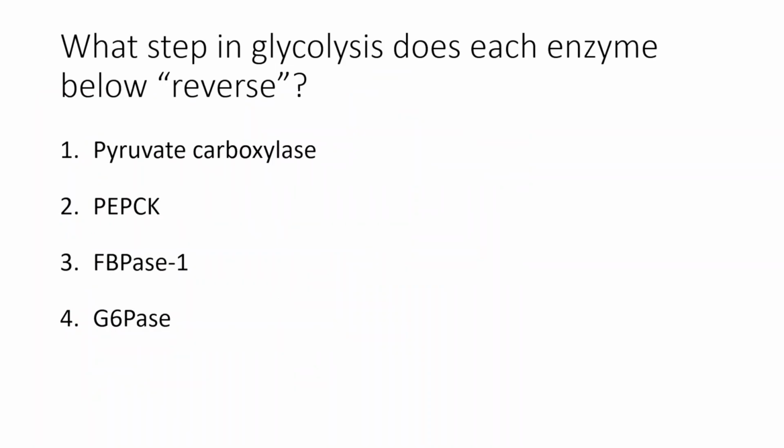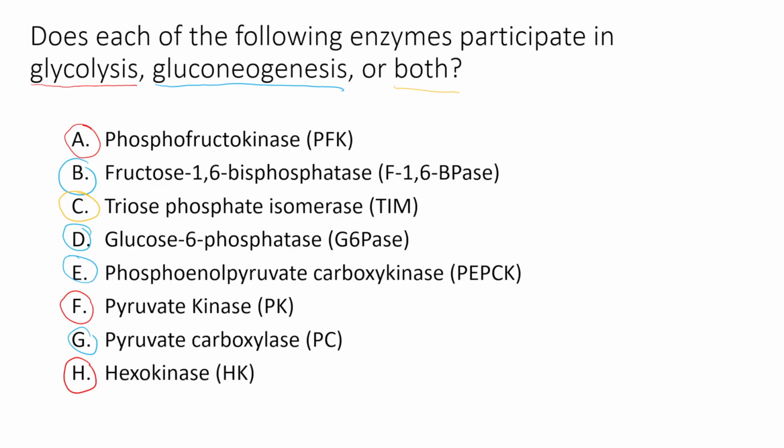Any questions about that so far? All right, now we're going back into those reversible and irreversible steps. These four are the list of gluconeogenesis enzymes, each reversing a step in glycolysis. First, let's talk about which steps in glycolysis are the irreversible ones. Hexokinase, choice H, is reaction 1 in glycolysis. Phosphofructokinase, choice A, is reaction 3. And pyruvate kinase, choice F, catalyzes reaction 10. These are the three reactions that have to get reversed by the other four enzymes.